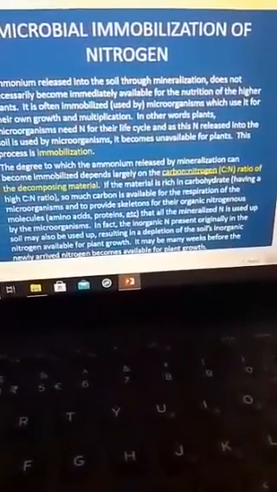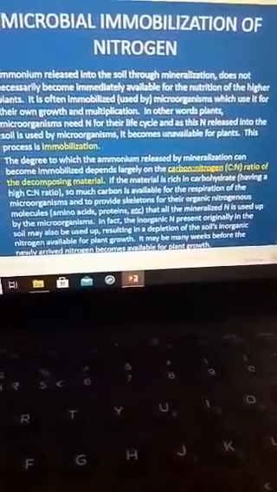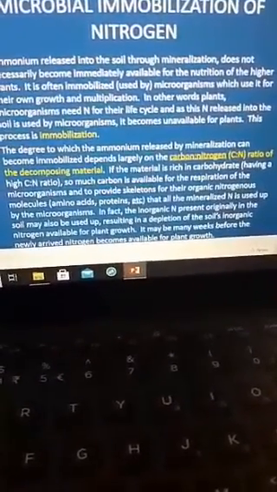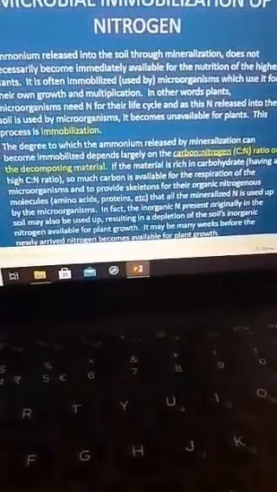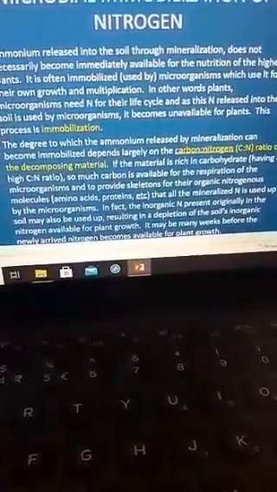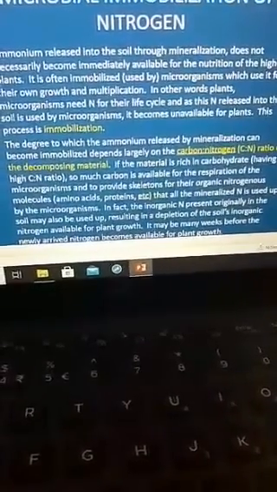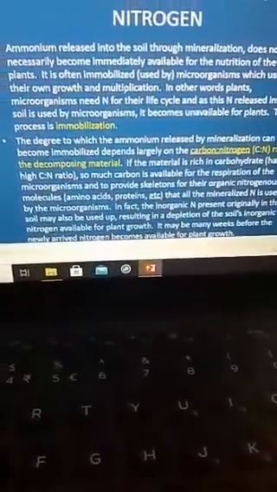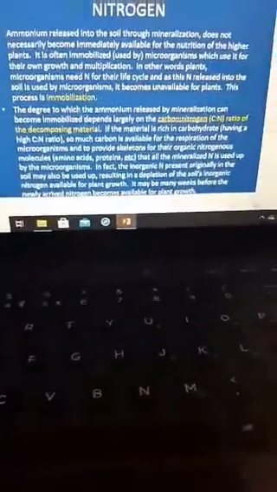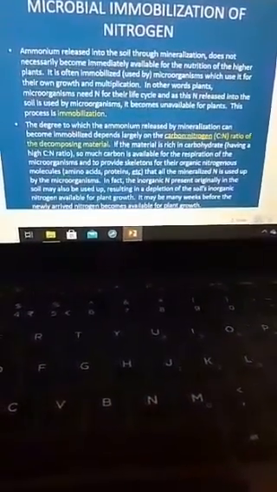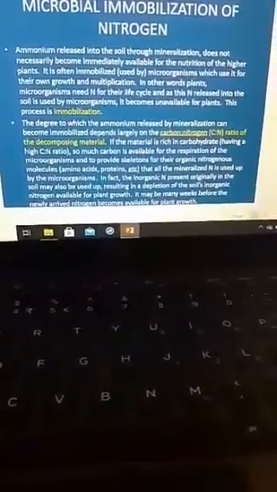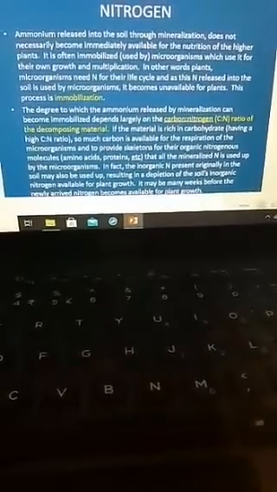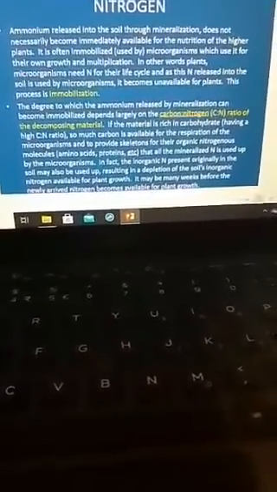Remember, we just dealt with mineralization that results in the release of nitrogen into the soil in the form of ammonium. Now, there are microorganisms that play a role in this release of nitrogen from the dead remains of living organisms into the soil. These microorganisms are in the thick of things. They are involved in a process that results in this release of nitrogen into the soil, and mostly bacteria form part of these microorganisms.